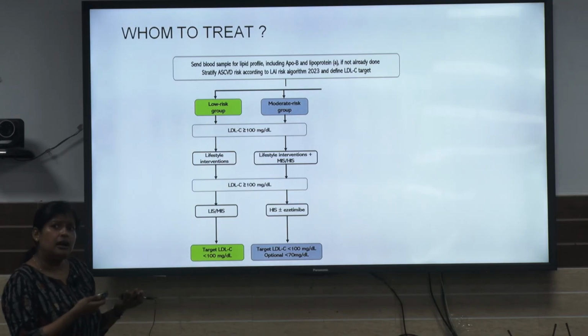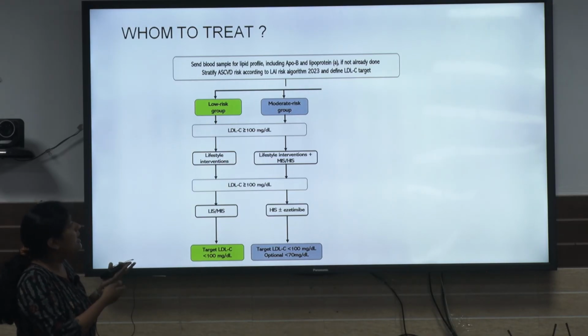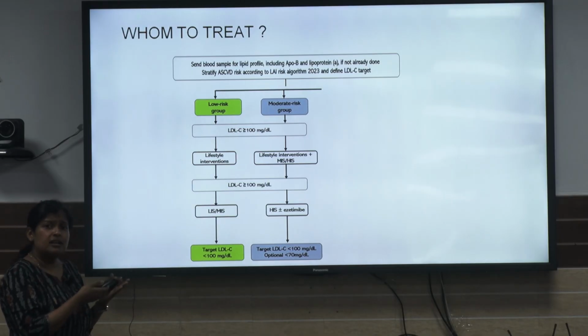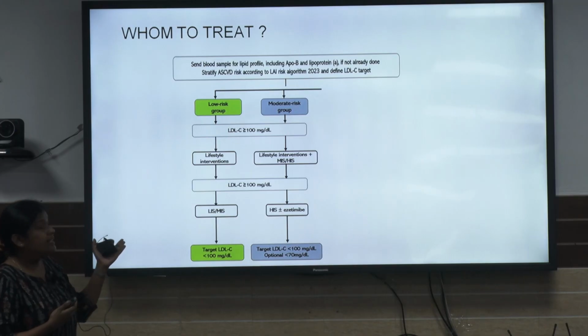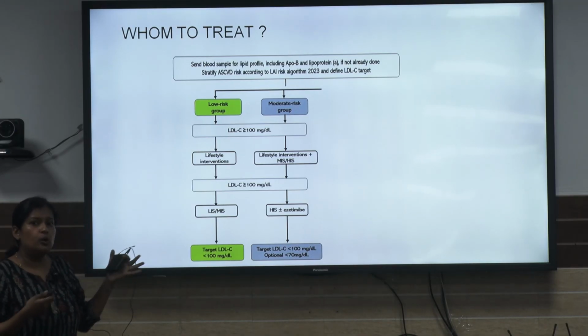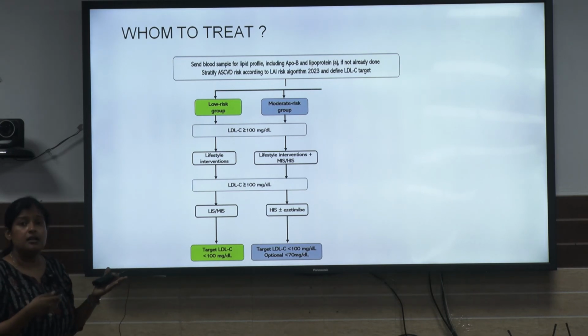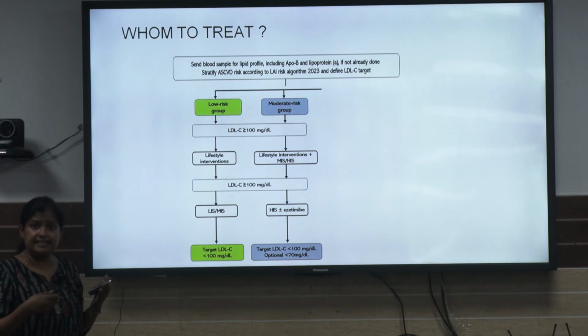Then in the modern perspective, how we go about it is, after lifestyle intervention in low risk, 3 months later, you again check the lipid levels. If the LDL is still more than 100, then you add LIS and MIS, meaning low intensity statin and moderate intensity statin. Your target is to bring the LDL down to less than 100.